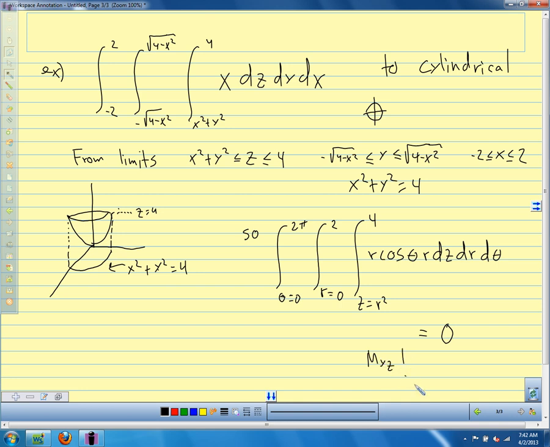Questions on that one? This kind of situation is a perfect situation for cylindrical coordinates. We have a circular region in the xy plane, and our surface is easy to transform into cylindrical coordinates. All right, let's look at one more.